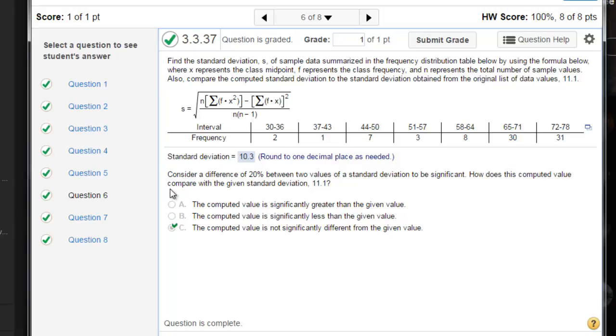Consider a difference of 20% between two values of a standard deviation to be significant. How does this computed value compare with the given standard deviation of 11.1? We are given a representative table where the data values have been summarized. So in other words, we don't know exactly what the data values were between 30 and 36. We only know that there were two of them. And we know that there was one value between 37 and 43, and we know that there were 7 values between 44 and 50 and on down.